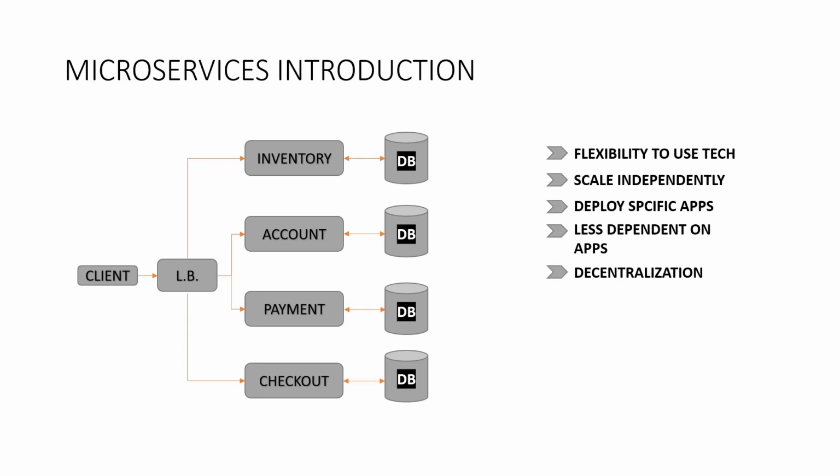Flexibility to use tech, scale independently, deploy specific apps, less dependent on apps, decentralization. So let's go one by one. Flexibility to use tech. As we talked earlier, we can use different programming languages to develop the modules. The only point here is we'll be exposing the APIs to other modules. From the functionality or coding point of view, all those modules are not dependent on each other, like we saw in the monolithic approach, right?